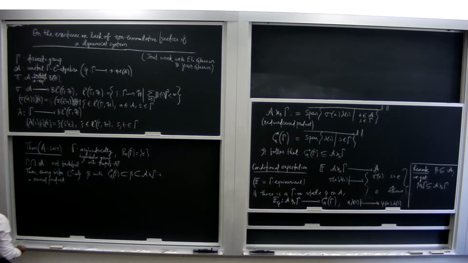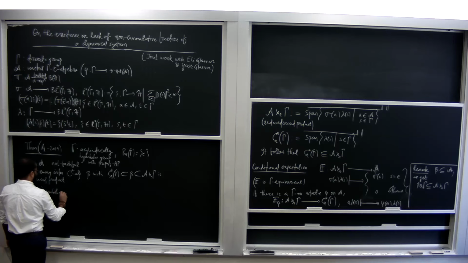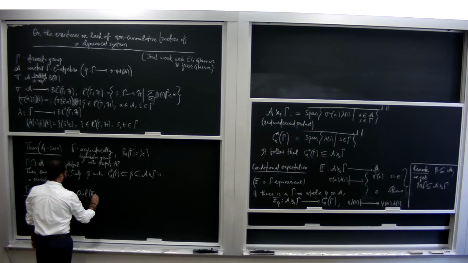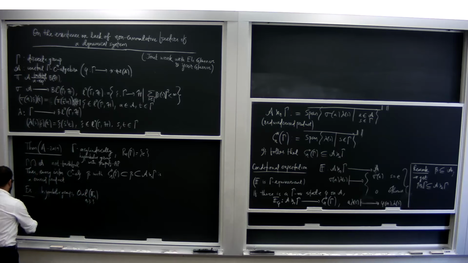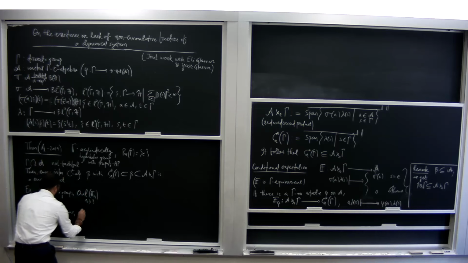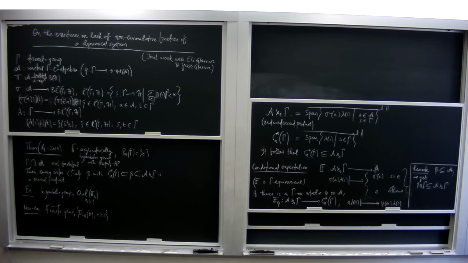So just an example of an acylindrically hyperbolic group: basically hyperbolic groups, then outer automorphisms of the free group. Some non-examples: a finite group, or SL_n(Z) for n bigger than or equal to 3, so they are not acylindrically hyperbolic.